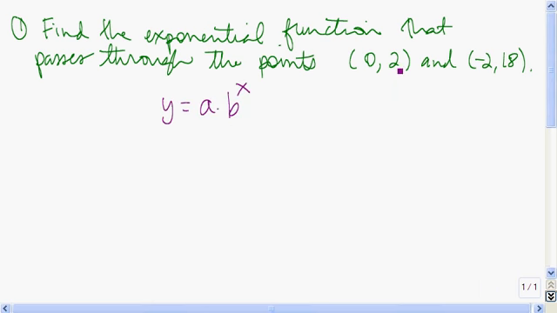If this function passes through the point (0, 2), that means that when x is equal to 0, y is equal to 2. And if it passes through the point (-2, 18), then when x is -2, y is 18. So we can set up one equation by plugging 0 in for x and 2 in for y, and another equation by plugging 18 in for y and -2 in for x.